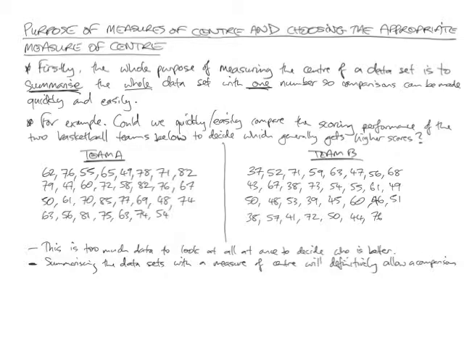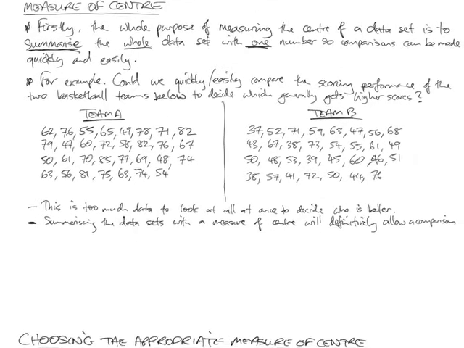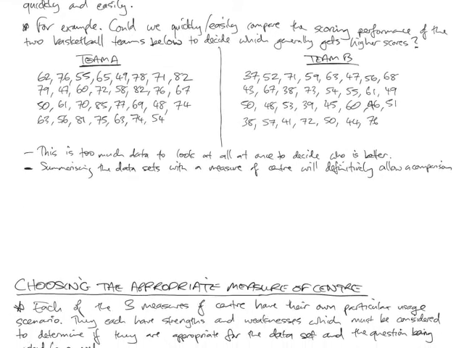So for example, would you be able to quickly and easily compare the scoring performance of a couple of basketball teams below and decide which is better? Okay, so if you saw this data on the scores of a basketball team, could you easily tell which one's better? Well, that's a whole truckload of data there that you're going to have to try to look at.